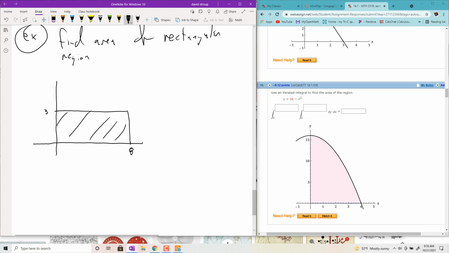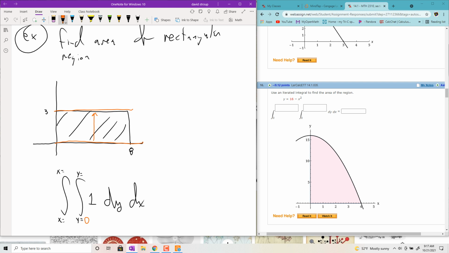Okay. So the way I think of it again is I'm going to do dy and then dx. So for the y part, I think curve to curve. So y equals some curve, and you don't write in y equals on your integrals, but you can if it helps in the beginning. But I'm going to go from the curve y equals 0 to y equals 3, right? So I'm going from that curve to that curve. Y equals 0 to y equals 3.